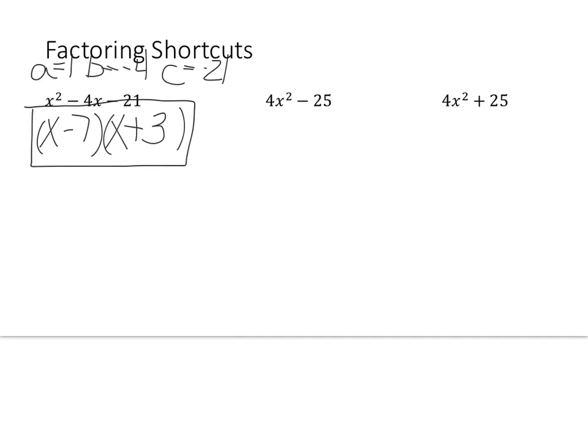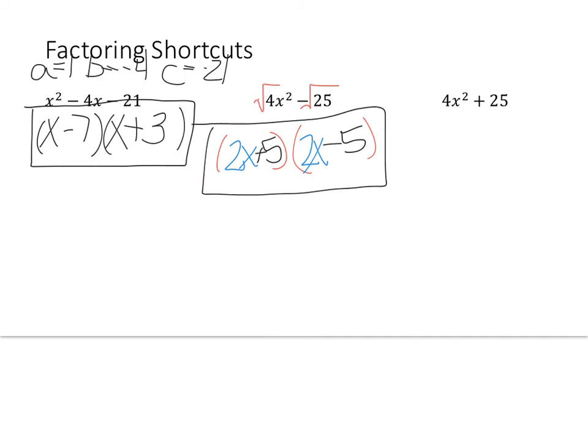For the second problem, I do not have a b value, and a and c are both perfect squares. So my shortcut for this one is I'm actually going to take the square root of both terms. The square root of 4x squared is 2x. The square root of 25 is 5. And then one is positive and the other one's negative. So again, if you use the star here, you should get 2x plus 5 and 2x minus 5 for your answer.